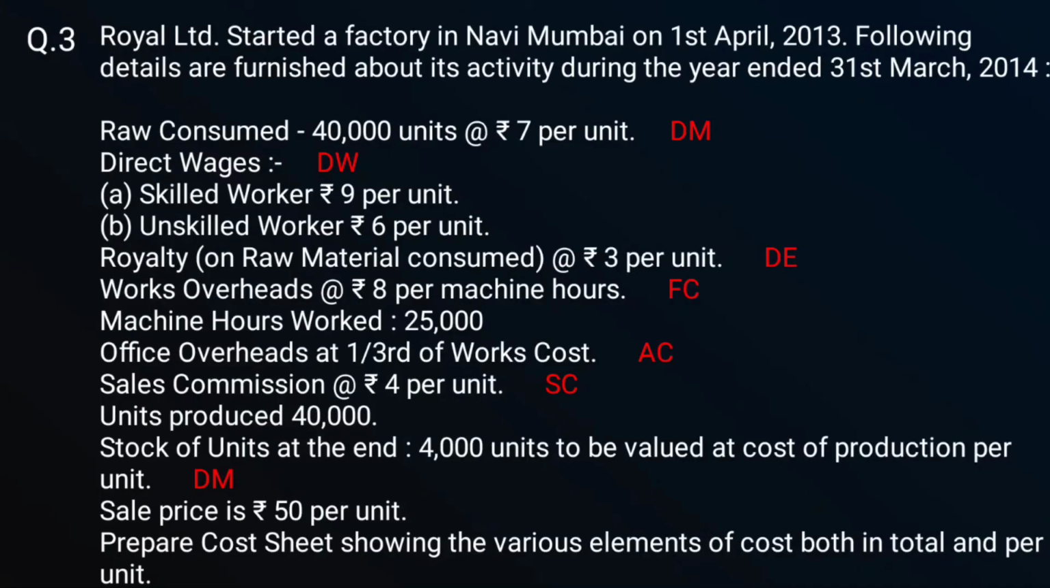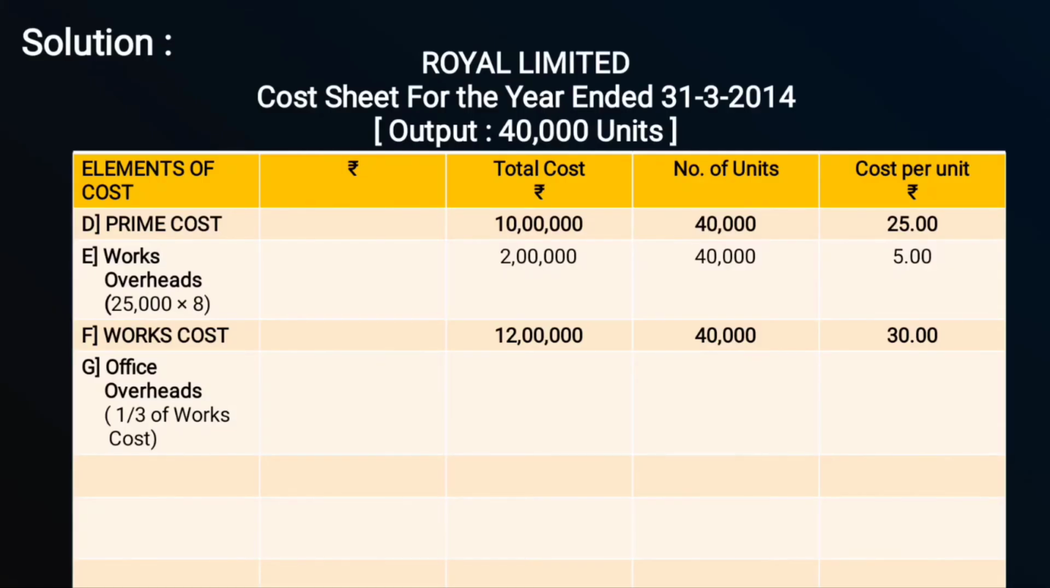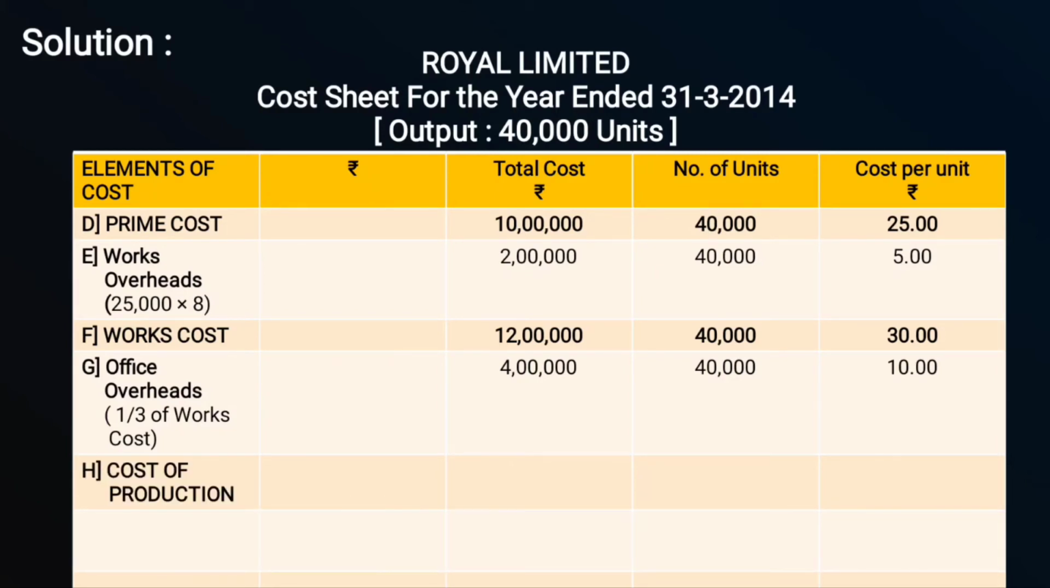Next we will record office overheads at 1/3 of works cost. So office overheads as 1/3 of works cost. So 1/3 of 12 lakhs, which will be rupees 4 lakhs. Number of units will be 40,000 and cost per unit will be rupees 10 per unit. Part H, cost of production. So the cost of production amount will be rupees 16 lakhs. Number of units will be 40,000 and cost per unit will be rupees 40 per unit.